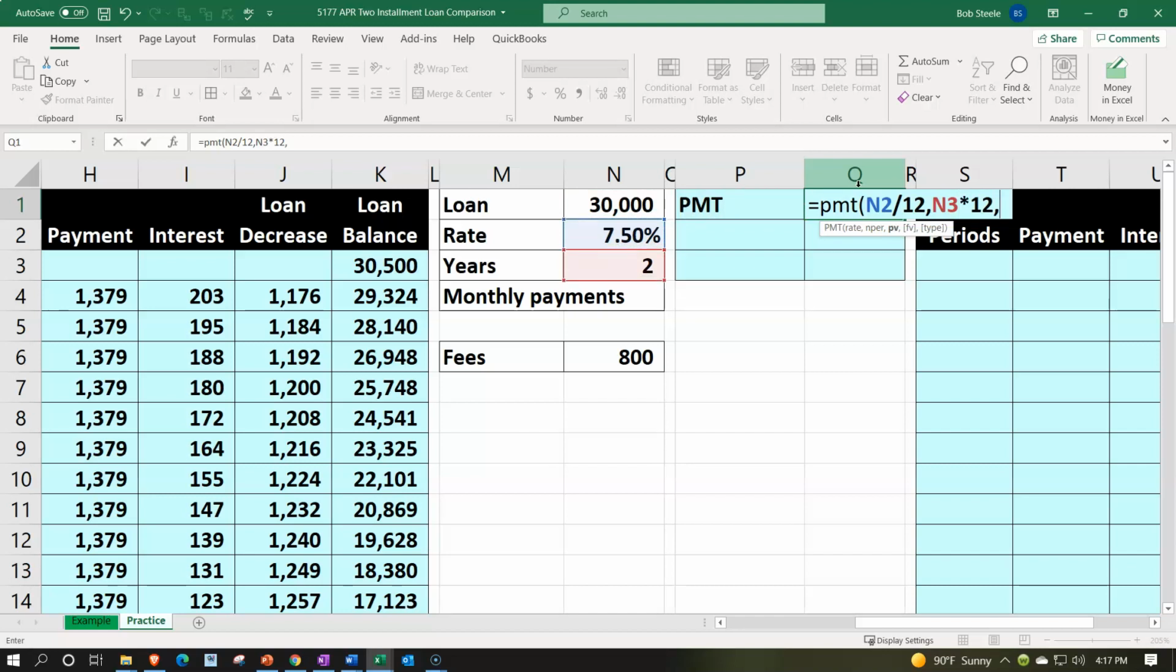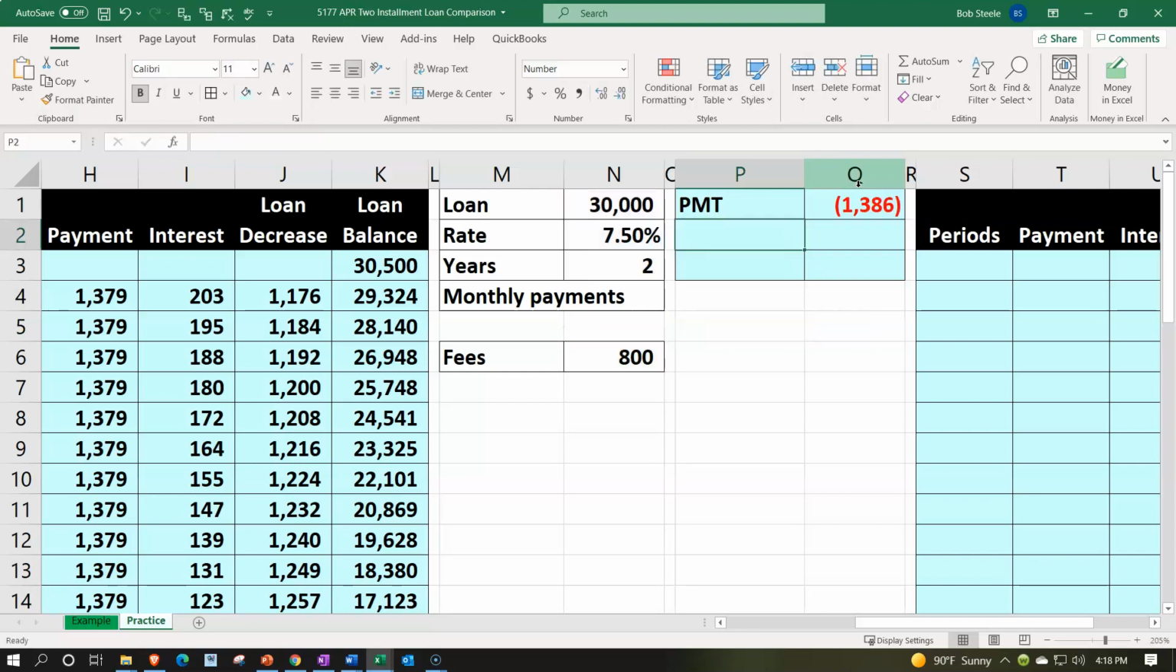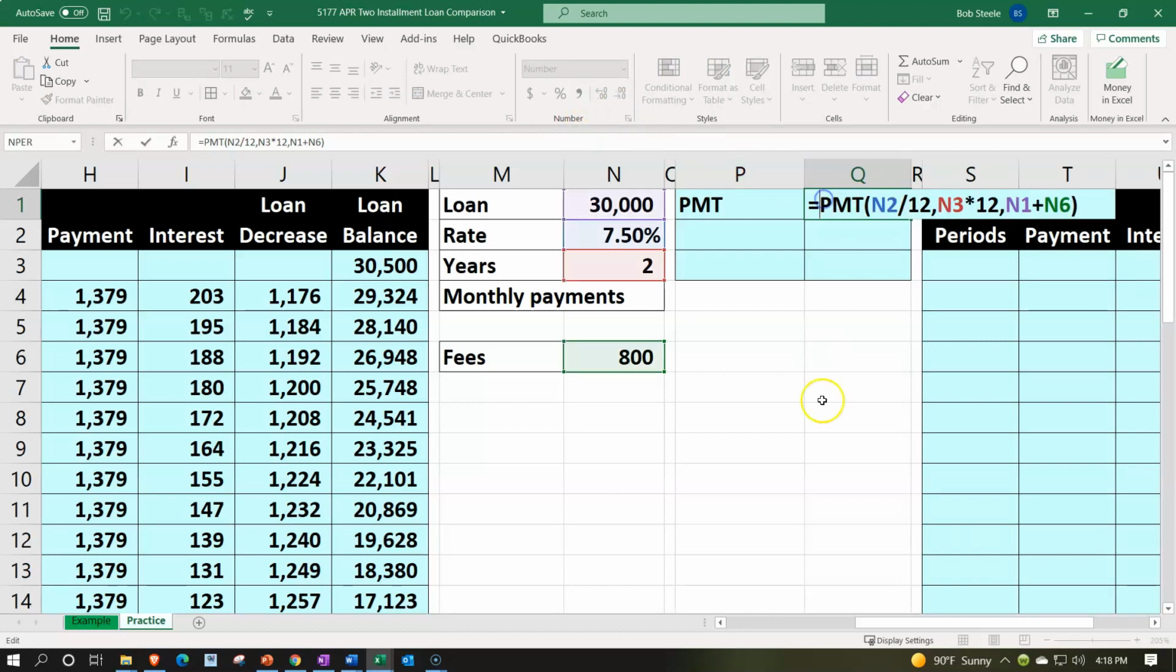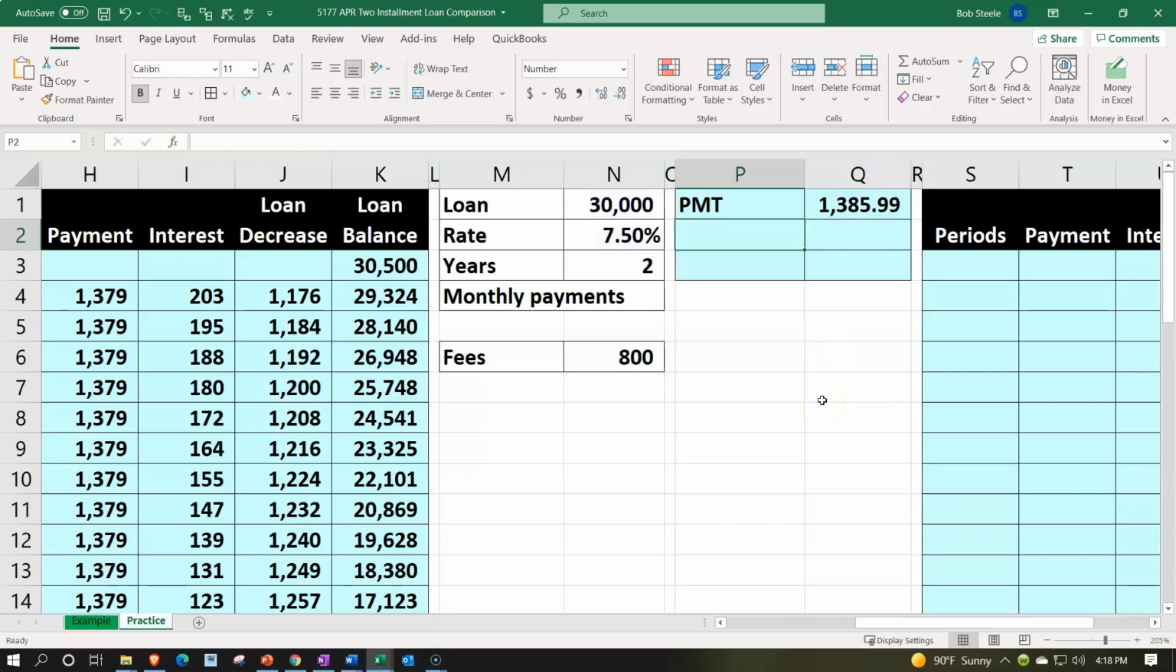Comma, present value is then going to be that 30,000 plus the $800 fees that we're going to be dealing with. That means that we're going to be paying back the 1,386. Let's add a couple decimals, number group decimals. Let's make it a positive number, double clicking on it. I like to do that by putting a negative sign before the P. Might not be the most proper way, but that's how I do it.